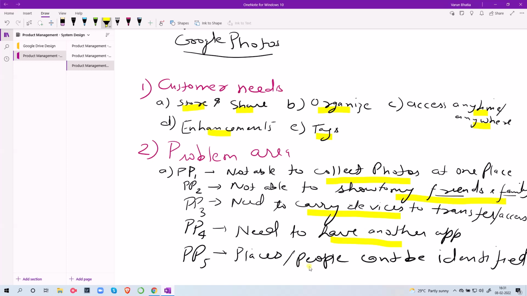and a even deeper problem after these have been identified is that you can't identify places and people in the photographs, right? So the structure is essentially telling you that there are a lot of problems that your customers have, that are linked to the needs of the customer. What is the way to identify such problems?